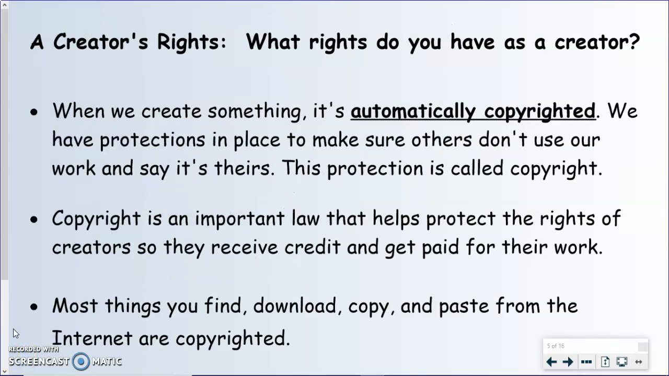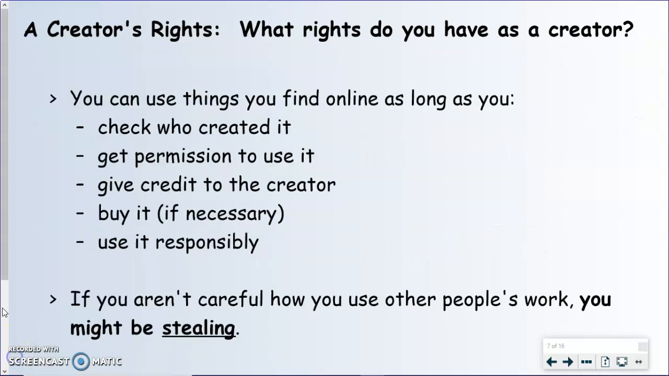When we create something, it's automatically copyrighted. We have protections in place to make sure others don't use our work and say it's theirs. This protection is called copyright. Copyright is an important law that helps protect the rights of creators so they receive credit and get paid for their work. Most things you find, download, copy, and paste from the internet are copyrighted. It's okay to use the things that you find online as long as you check who created it, get permission to use it if needed, give credit to the creator, buy it if that's required, and use it responsibly.